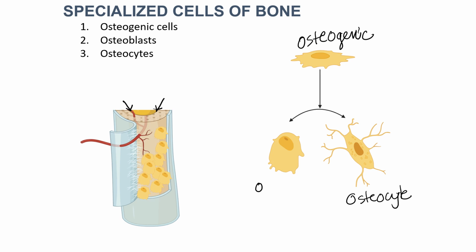Osteoblasts are responsible for secreting the osteoid or collagen-containing protein fibers of the matrix that will later be calcified in ossification. So in a fetus, osteoblasts are way more numerous than any of the other types of cells.